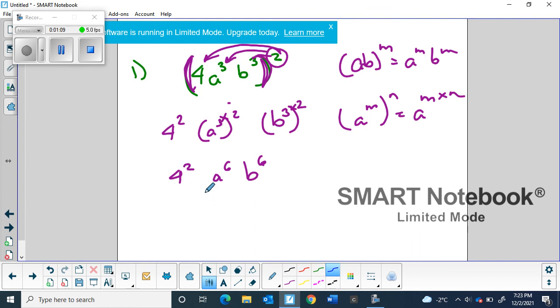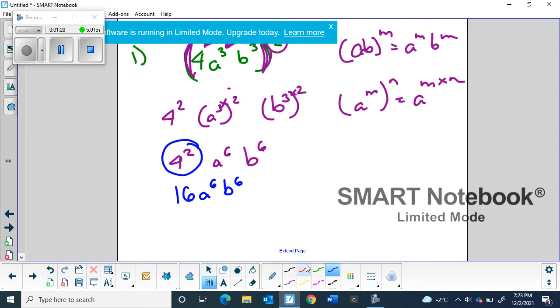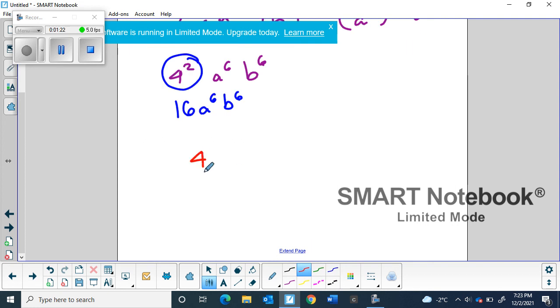Now our final step is 4 squared. We can actually get a number for that, right? That's 4 times 4, which is 16, and then we have a to the 6 and b to the 6. Now for this question, the challenge problem would be if we had 4a to the 3, and we also had a to the 4 in brackets, and then we had it to the exponent 2.